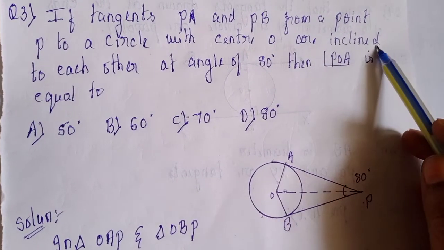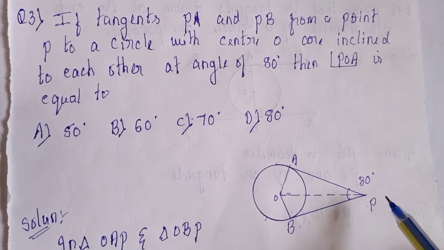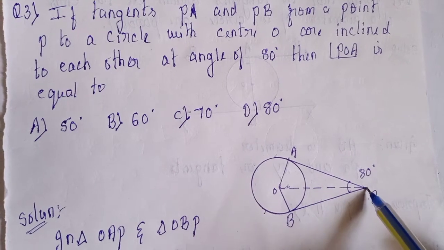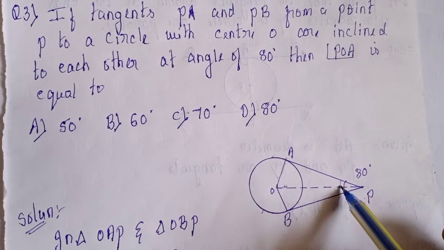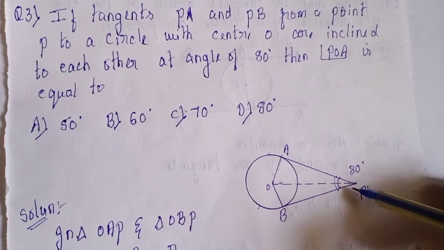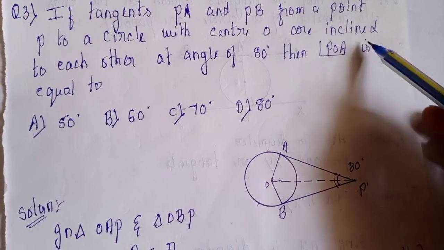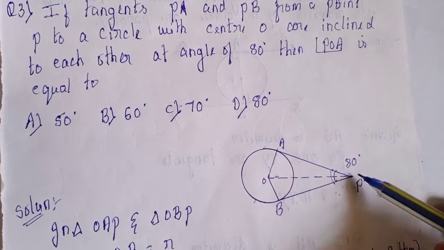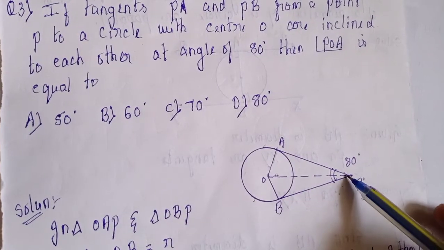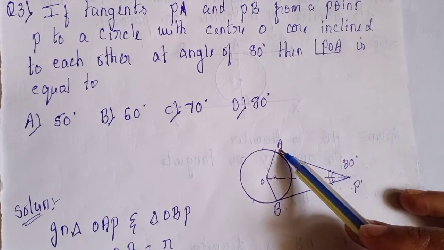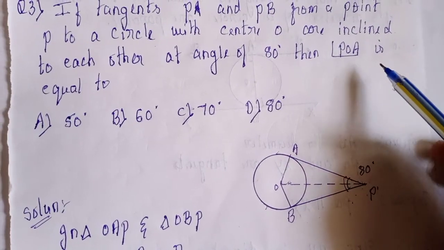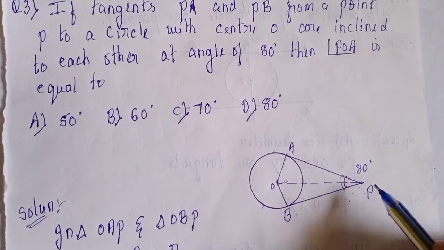What is the meaning of inclined? It means these two tangents make an angle, meaning the two tangents are meeting. Where are they meeting? The two tangents are meeting at a point P. This we call the angle of inclination, where they meet. So inclined to each other means they meet each other. These two tangents meet each other at an angle of 80 degrees. So given angle P is 80 degrees, meaning the full angle APB is 80 degrees. Then angle POA is equal to dash. So I should find POA.